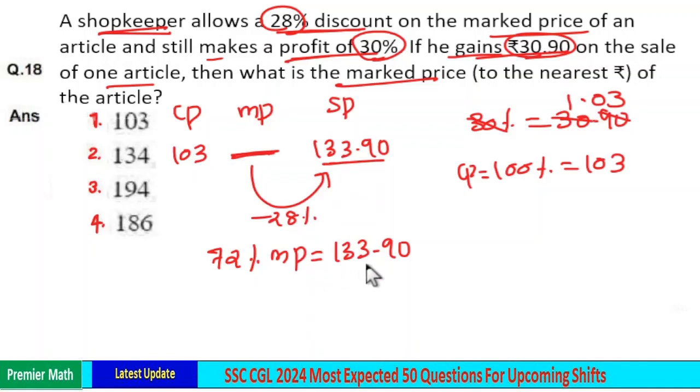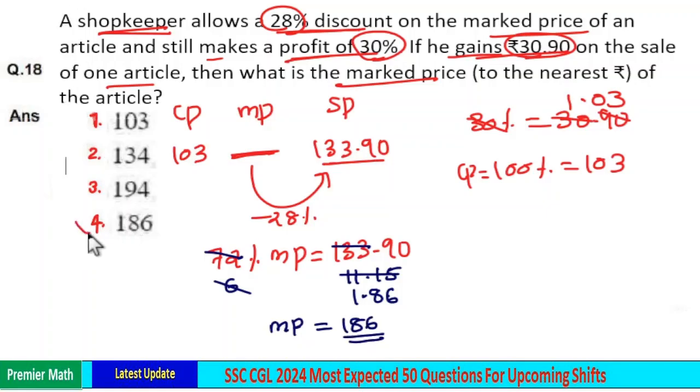So 72% of the mark price is 133.90. If you cancel it with 12, 12 goes 6 times in 72. 12 goes 11 times in 133, remaining 1, 12 goes 1 time in 19, remaining 7, 12 goes 5 times. So 6 goes 1 time in 11, remaining 5, 6 goes 8 times in 48, remaining 3, 6 goes around 6 times. So 1% is equal to 1.86, which means 100%, the mark price, is equal to 186 rupees.